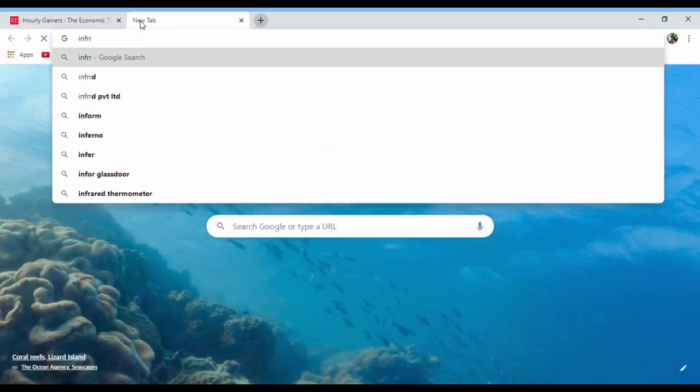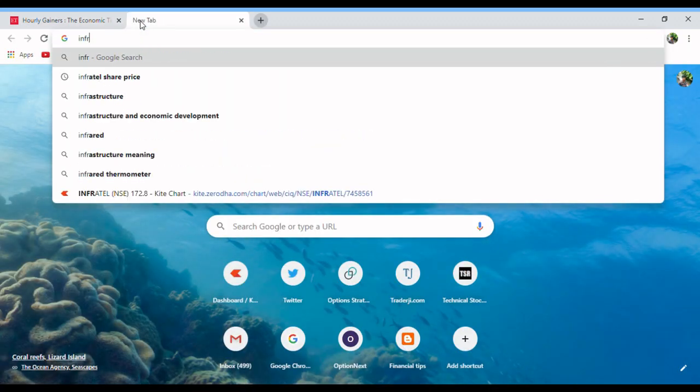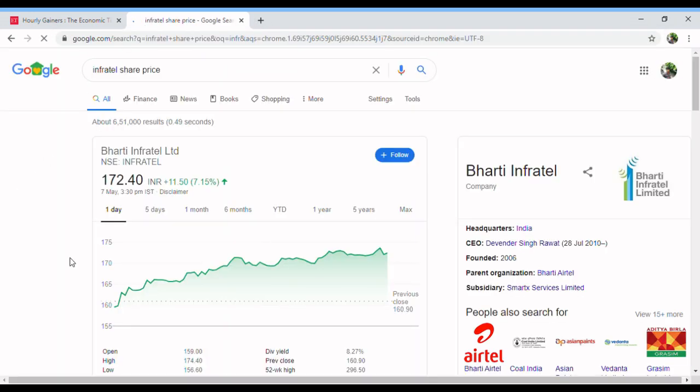Let me show you the share price over here. By 10 you can see the price is trading around 165.90, and also make sure the price is trading above the previous close. This is the previous close, 160.90, and by 10 it's trading at 165.90, which is above the previous close as well.